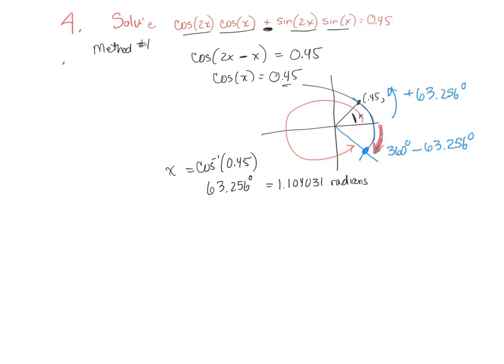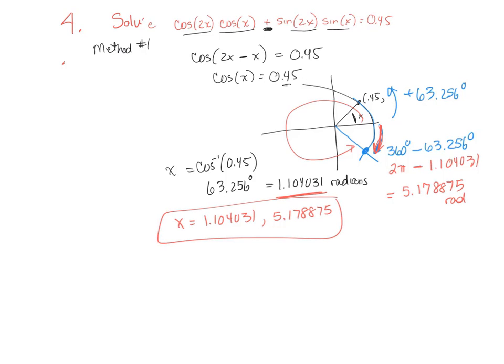So instead of 360 degrees, we're going to have 2 pi radians minus the angle in radians, 1.104031. You can plug that in on your calculator, and you will get 5.178875 radians. So this equation has 2 solutions. We're going to have x is equal to 1.104031 radians, and x is equal to 5.178875 radians. That's method number 1.